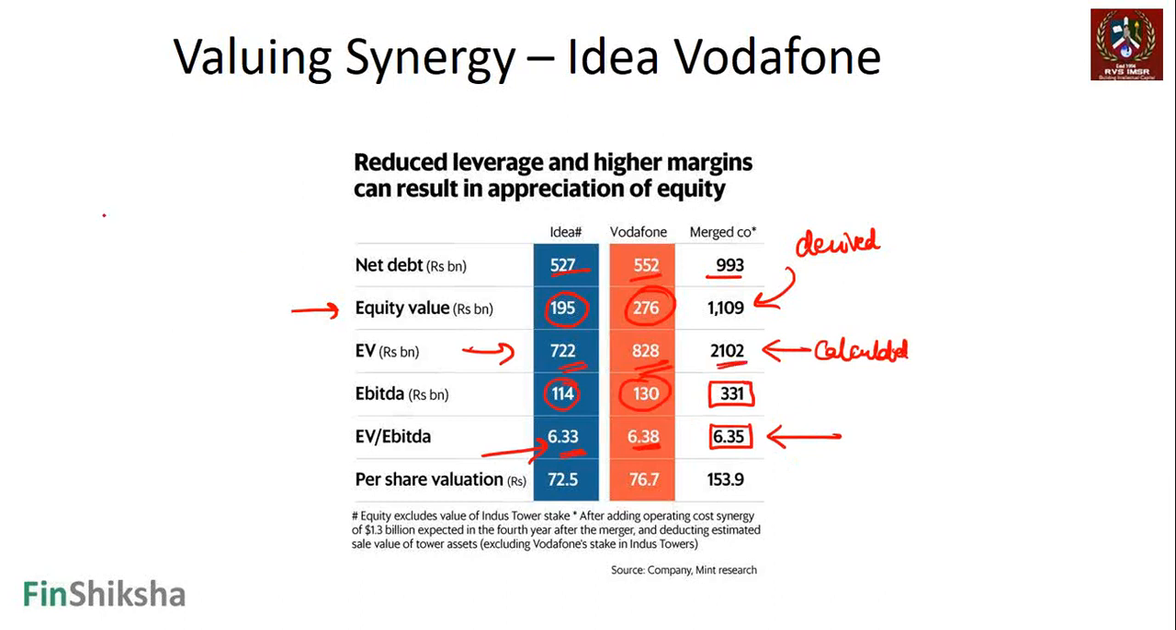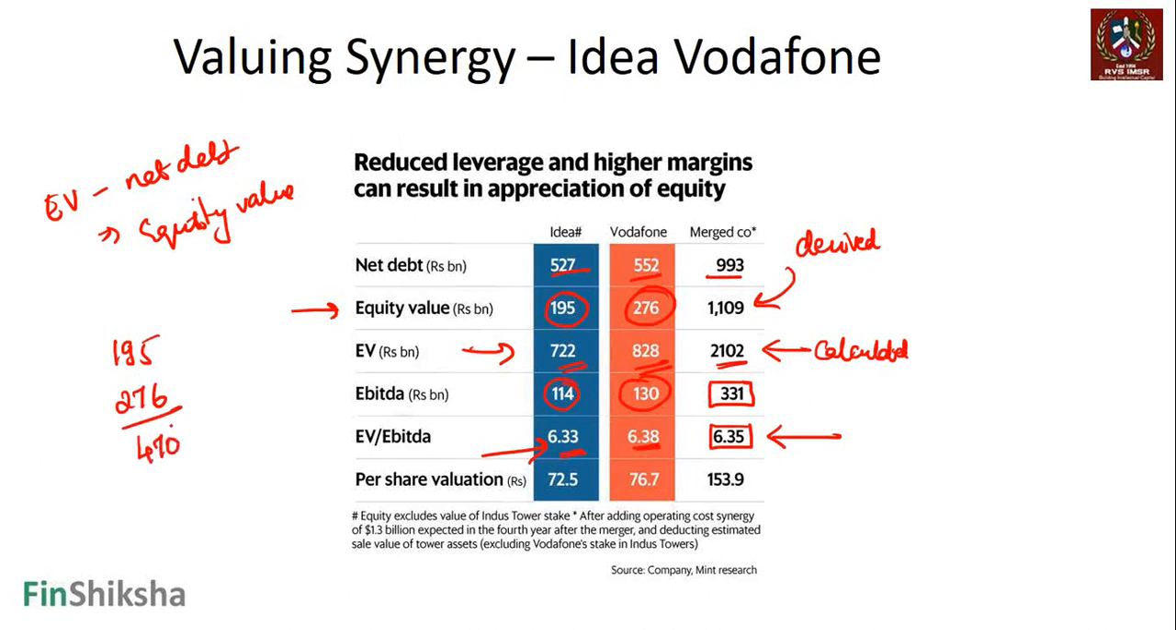From enterprise value, if I subtract the net debt, EV minus net debt, that's going to give me the equity value. And now look at what happens to the equity value. If you look at equity value here, that's 195 and 276. You add these together, this is approximately 470 odd crore, right? 470 billion, sorry. That's the equity value, 470 billion. The combined is more than twice. That's about 1100 billion, right? So that's the difference in the equity values.